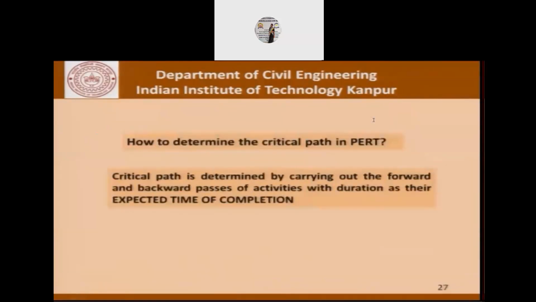So continuing our discussion further, how do we determine the critical path in this method? The critical path is determined by carrying out the forward and backward pass of activities with durations being taken as the expected time of completion. So of course, we take the expected time of completion, and then we use probability concepts to find out the probability of completing the project in that time and so on.